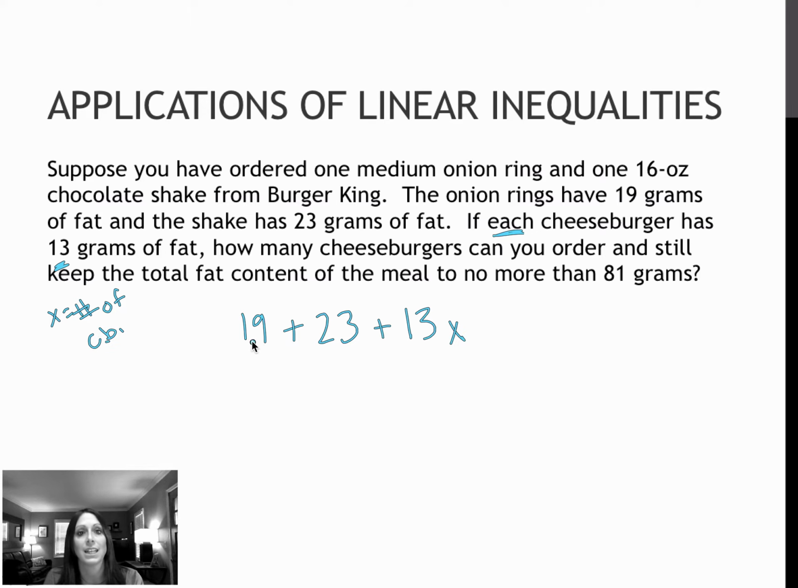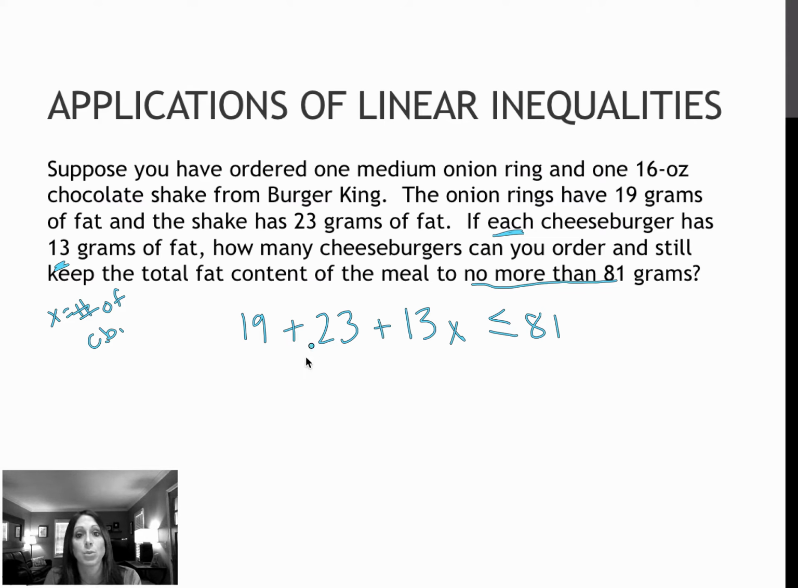So if I take 19 grams of fat from the onion rings, 23 from the shake, and 13 times the number of cheeseburgers I have, I want the fat content to be no more than 81 grams. So does that mean it could be equal to 81? Well, yes, because no more than means it could be less than that or it could be exactly that. So this is going to be a less than or equal to 81. So this is the hardest part, is to be able to write this equation. But now all I have to do is solve.